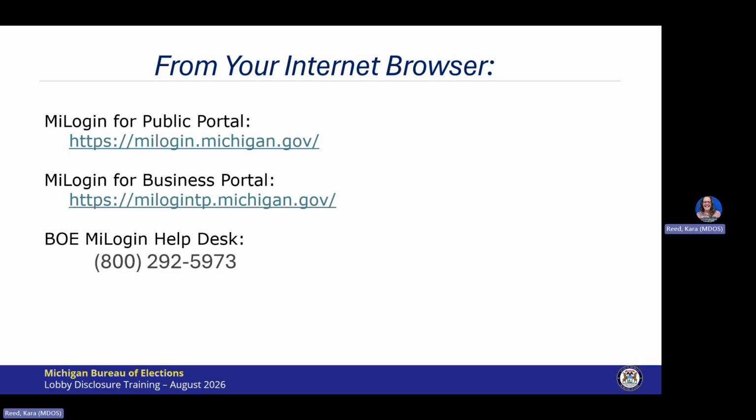We are now going to switch gears and learn about the Michigan Transparency Network, or MiTN. This is an online platform and is the single point for all disclosure related filings and public searches regulated by the Michigan Bureau of Elections. You will need either a MyLogin for Public or a MyLogin for Business account, from which you will then load the MiTN application onto your MyLogin dashboard.